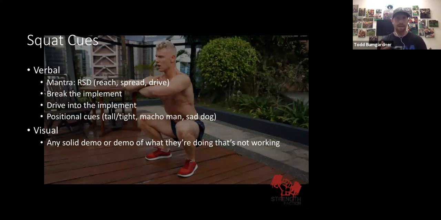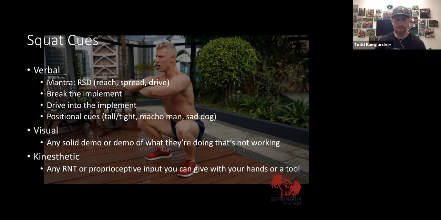Not having the upper body tension and not having ourselves locked into the implement, those are the big issues with squatting that people make mistakes with, right? So we want to drive into the implement, and that'll keep our hips underneath us where we need to be, rather than doing some kind of good morning squat type of hybrid. Okay. And we already talked about this. Any proprioceptive input with the squat.